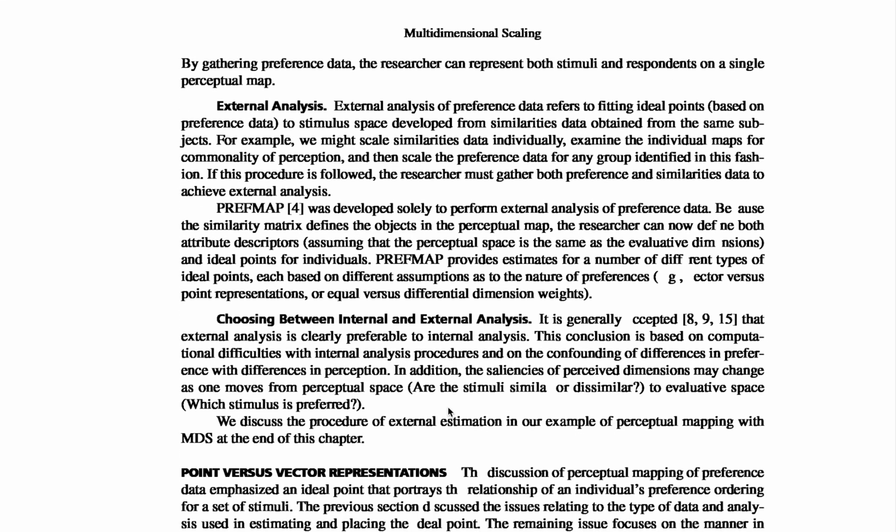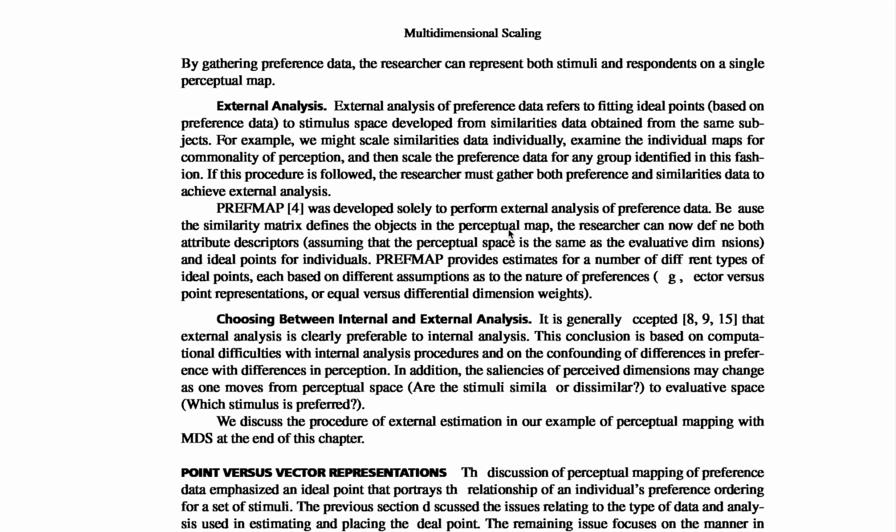External analysis refers to fitting ideal points based on the preference data to the stimulus space developed from the similarities data obtained in the earlier subsection. For example, we might scale similarities data for individuals, examine the individual maps for commonalities of perception, and then scale the preference data for any group identified. If this procedure is followed, the researcher must gather both preference and similarities data to achieve the external analysis.